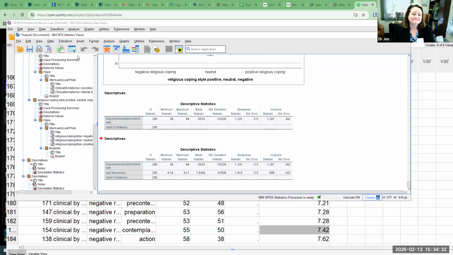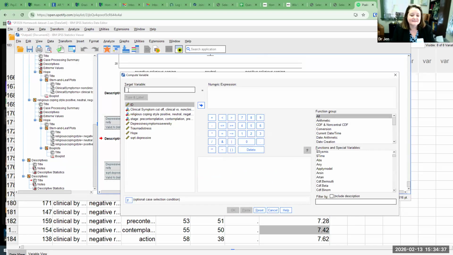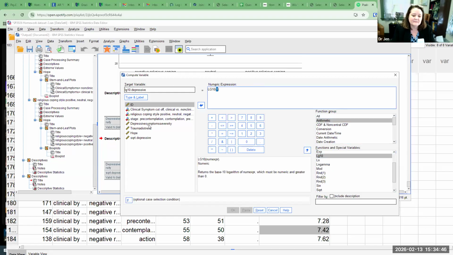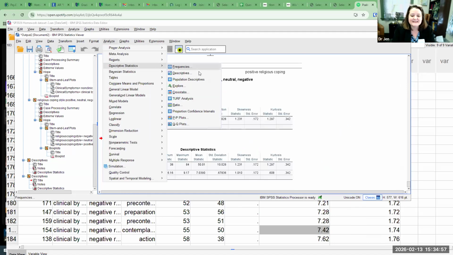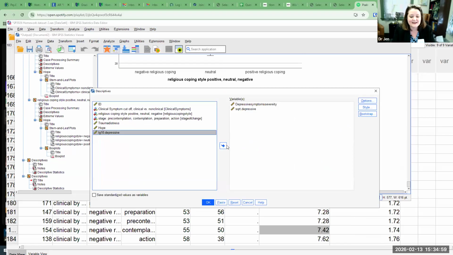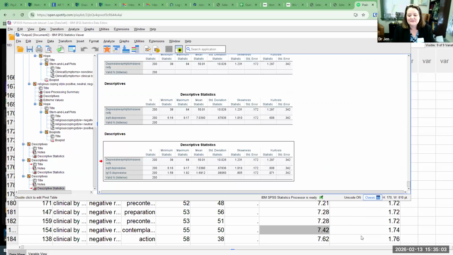So we got to do the log 10. All right, here we are. So I'm gonna reset. Then I'm gonna do the LG10 depressive and under arithmetic, log 10, send it out, send depressive symptoms over right there. And log 10 matches everything. Okay. And run it one more time. And let's see if we fixed it now. Log 10 of depressive. Okay. And yes, it now fixes it.